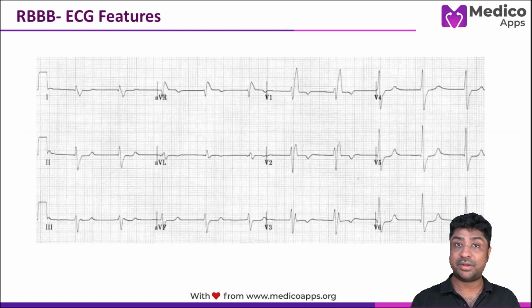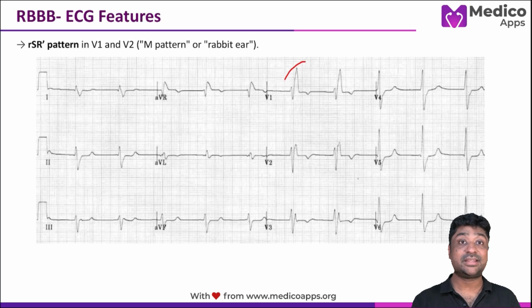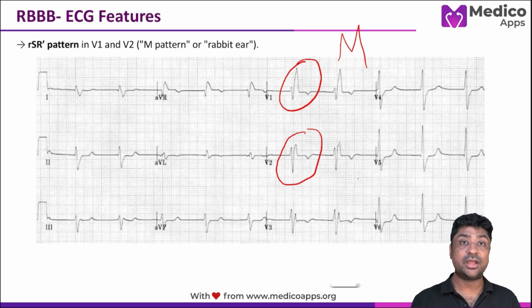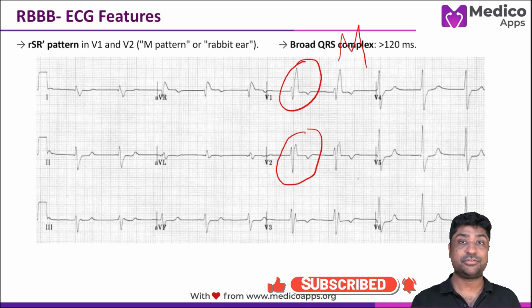Let's begin with the hallmark feature of right bundle branch block, the RSR pattern in leads V1 and V2. This is often called the M pattern or rabbit ears. It represents the delayed right ventricular depolarization, showing up as a second R wave or R prime in the right precordial leads. Classic MCQ favorite.